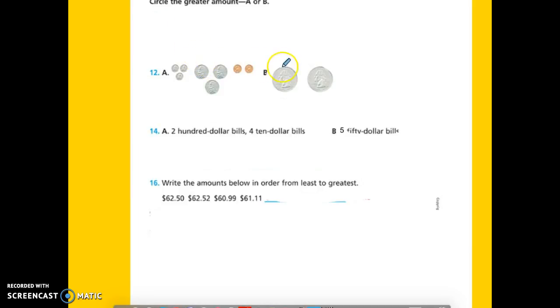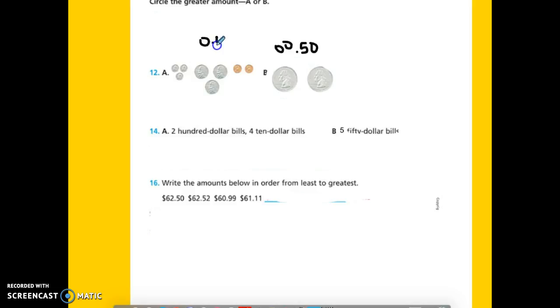So we go ahead and look. I see 2 quarters here. 25 plus 25 gives us 50 cents. We have 50 cents on this side. And on this side, let's add up all of our change. So we have some dimes, 10, 20, 30 cents. Some nickels, 35, 40, 45 cents, and 2 pennies, 46, 47 cents.